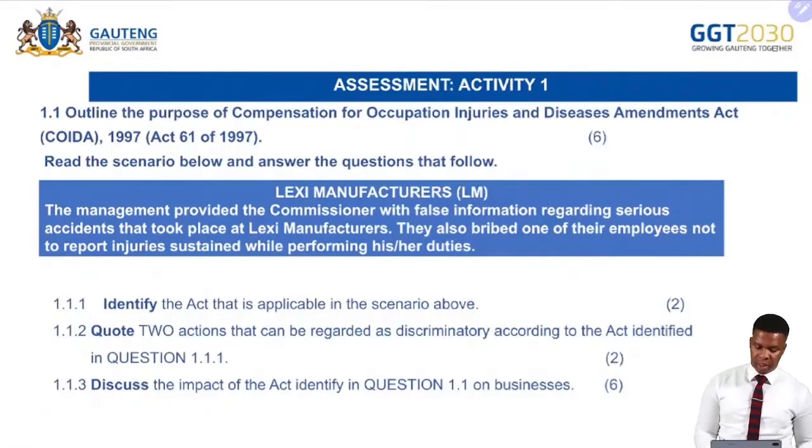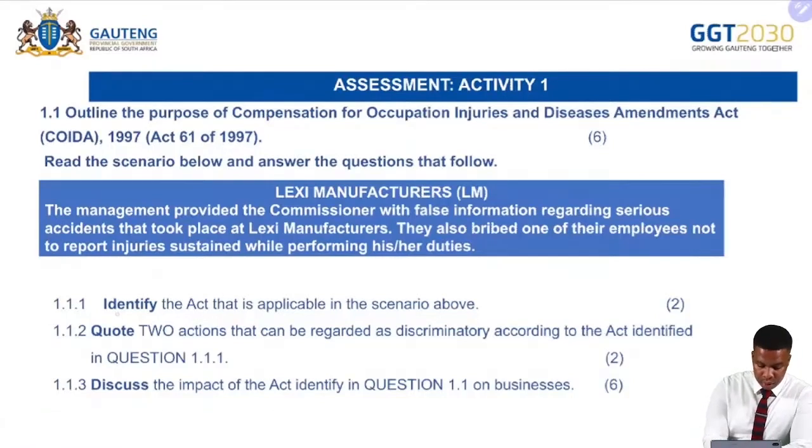The management provided the commissioner with false information regarding serious accidents that took place at Lexi manufacturers. They also bribed one of the employees not to report injuries sustained while performing his or her duties. 1.1.1. You are expected to identify the act that is applicable in the scenario below, and also when we look into 1.1.2, code 2 actions that now can be regarded as discriminatory to the act identified in question 1.1.1. Then discuss the impact of the act identified in 1.1.1.